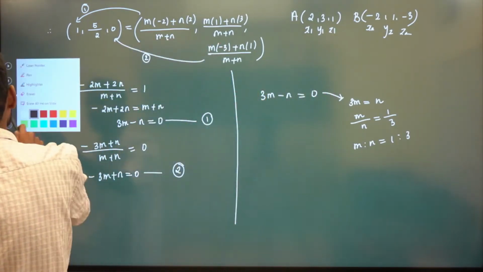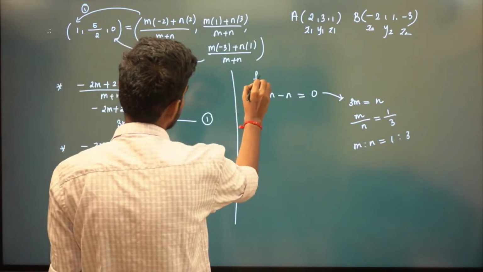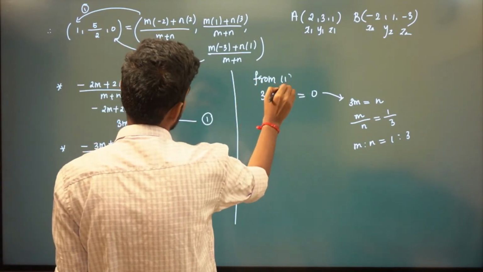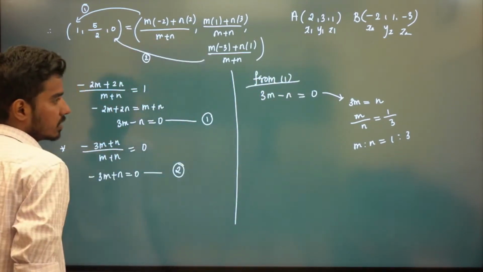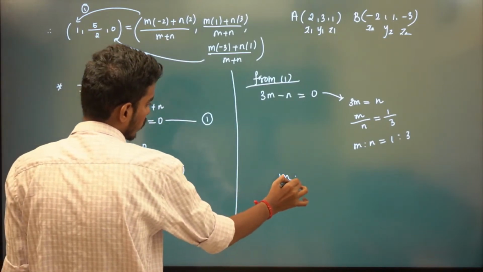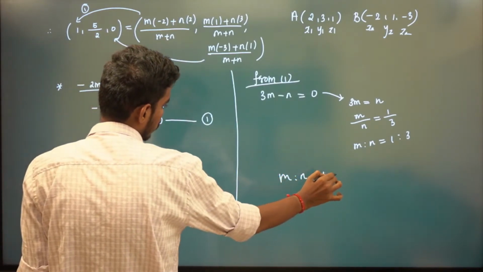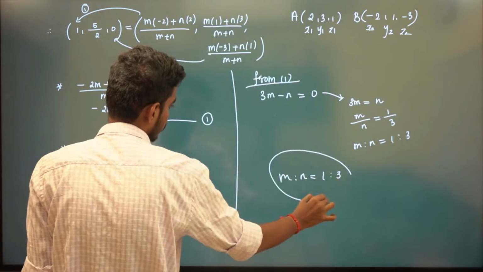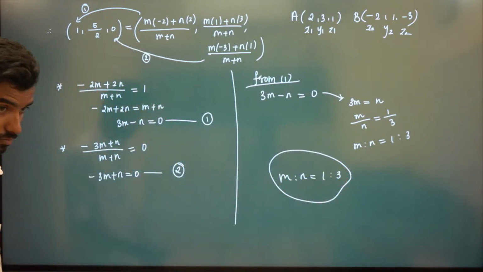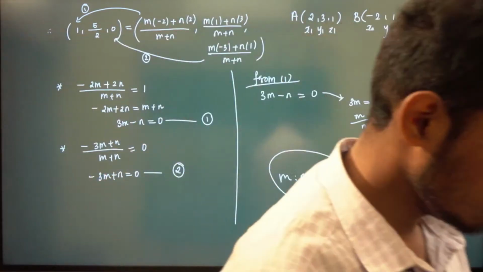You will have infinitely many solutions. It's a homogeneous system of equations. So m is to n is 1 is to 3, so it divides in the ratio of 1 is to 3. Is it clear?